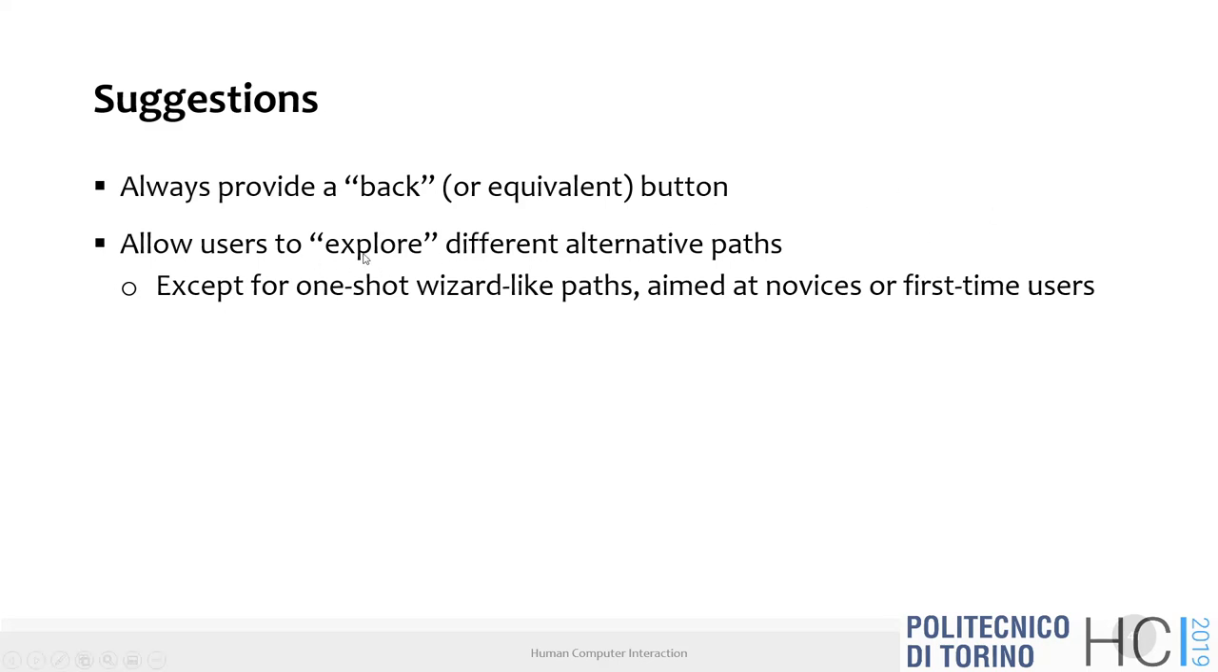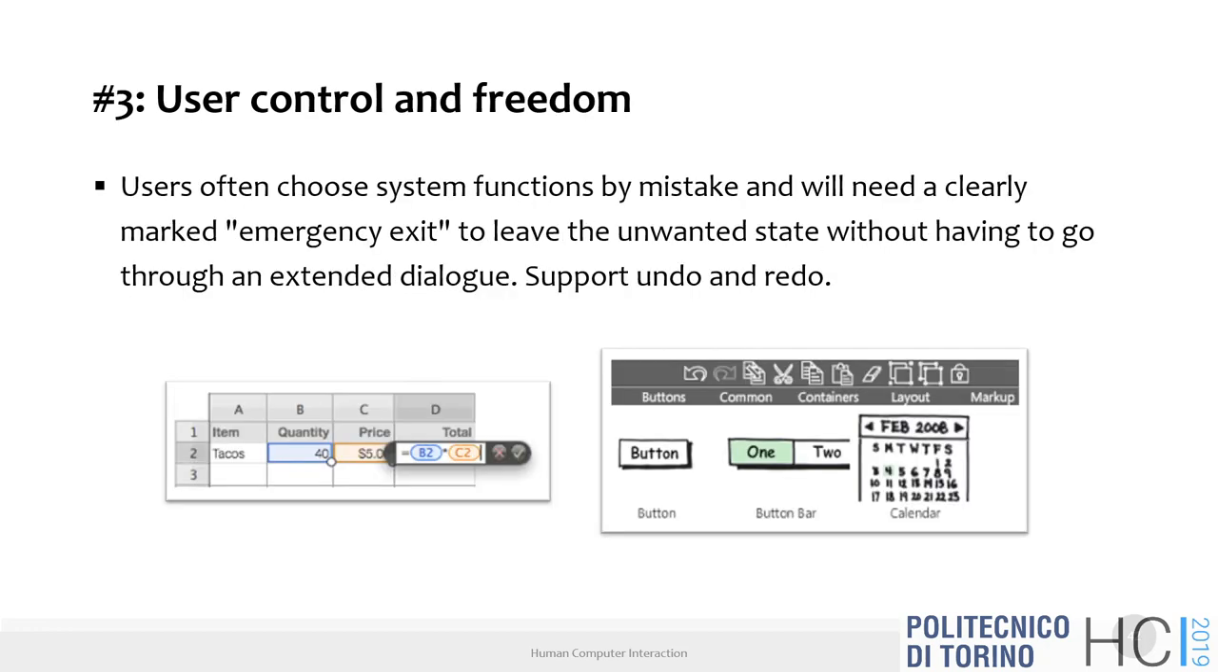Allow the user to explore different alternative paths. If there are many ways of doing the same thing, please provide them. Desktop interfaces are very good at providing 25 different ways of doing the same thing. So if you are observing another person doing something that you do every day, they will do it in a different way. You will probably get irritated. What are you doing there? But the effect is the same.